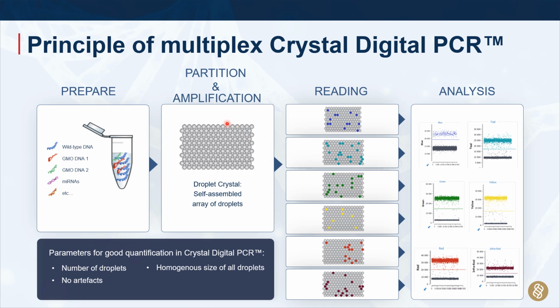Following cycling of these droplets, the reading can take place in any of the 6 different channels. And once those readings have been done, the software then converts that information into analysis graphs that we could analyze to see what the clusters of negative and positive droplets look like, and is there good separation between those.